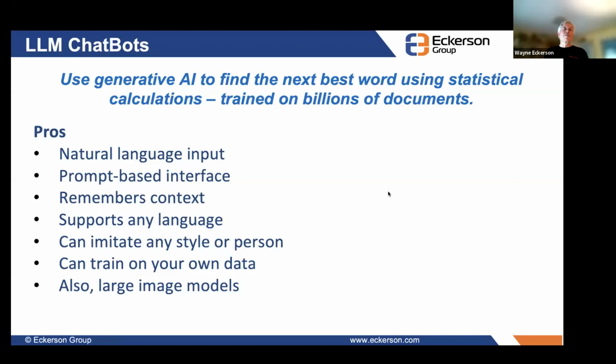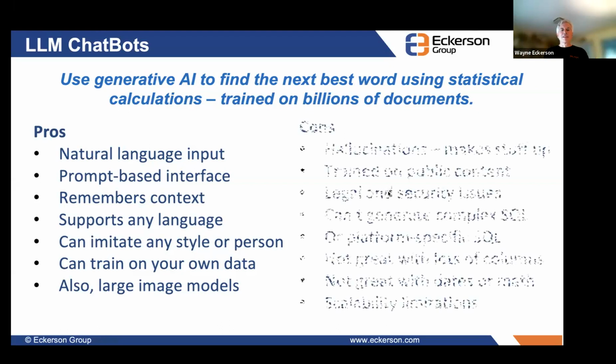Also, what a lot of companies are now doing, and BI vendors as well, are allowing their customers to train these models on their own data in a secure space. And then there's also companion image models that do the same thing for images that the chatbots that we've been using have done for text, right?